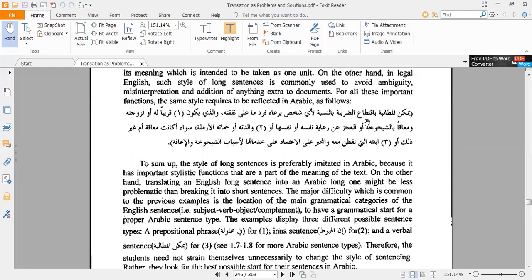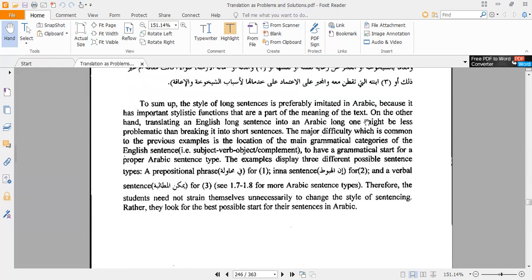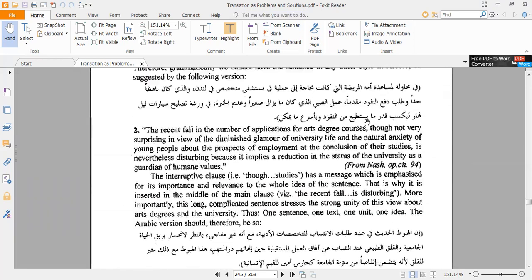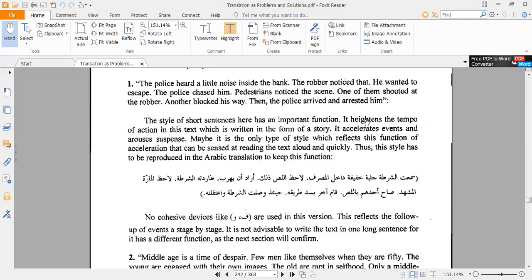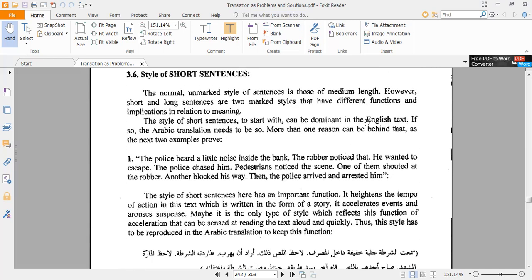Okay, this is the end of this lecture. I hope you get a lot of benefits. To summarize our lecture, the most important information is that English usually seems to use short sentences, while Arabic seems to use long sentences. But in translation, it is better to maintain the same style included in the original text.